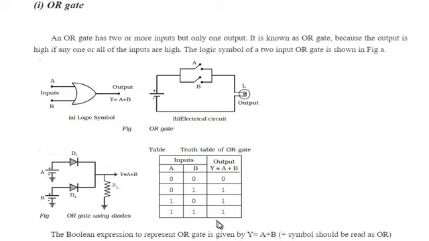The Boolean expression to represent the OR gate is given by Y is equal to A plus B, and this plus symbol should be read as OR. Is that clear, students? I think all of you got a clear idea about the symbol of the OR gate, the circuit diagram to construct this OR gate, and the truth table for the OR gate.